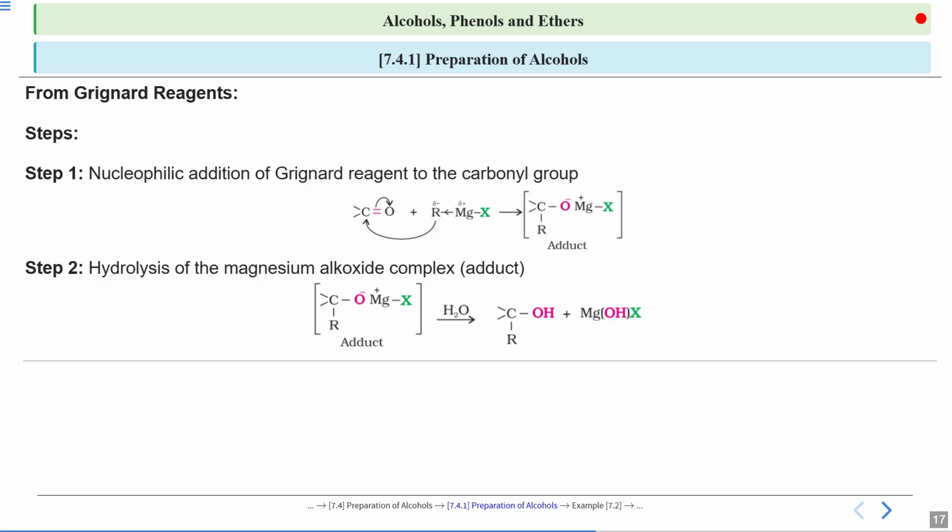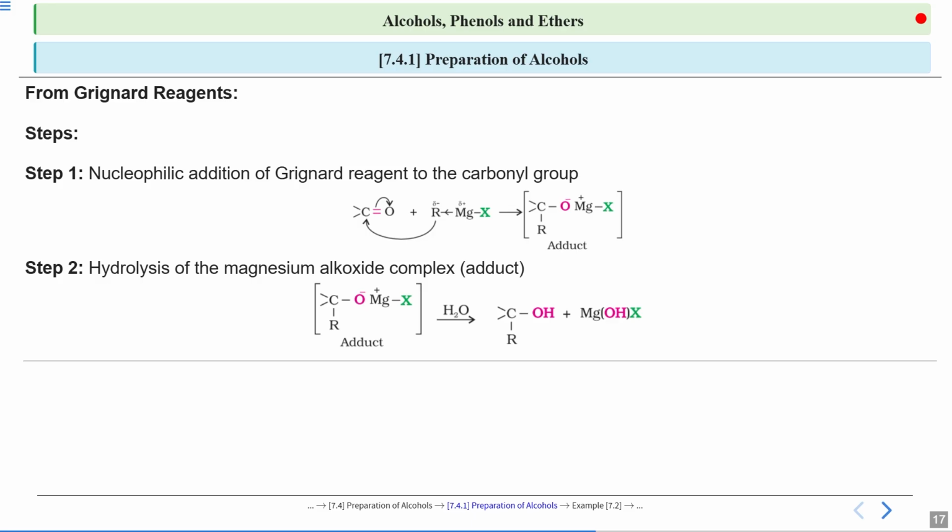If the other three bonds are with the R group, then it is a tertiary alcohol. If the other three bonds are hydrogen, then it is a primary alcohol. And if of the other three bonds on the carbon, two are R groups and one is an H atom, then it is a secondary alcohol. Plus, the side product you get in this reaction will be MgOHX. So this is the two-step reaction happening.